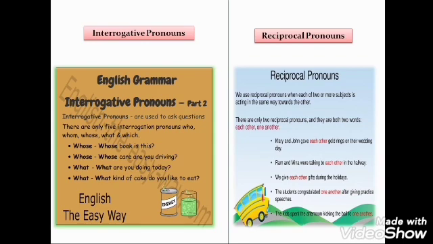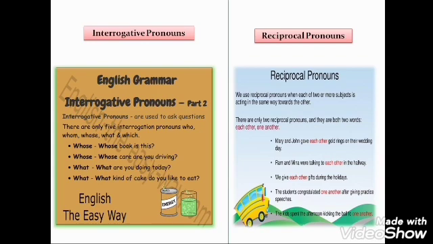For instance, I have drawn some examples here. Mary and John gave each other gold rings on their wedding day. And the last sentence, I think, the students congratulated one another after giving practice speeches. So only these 2 words are used as reciprocal pronouns. I think you can understand the meaning of reciprocal pronouns. That is, the action will be reversed by both the persons.